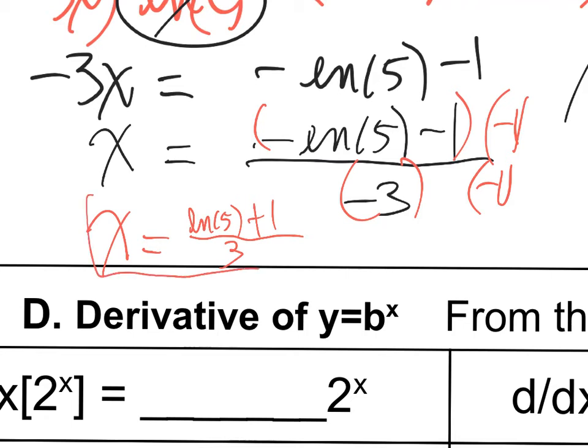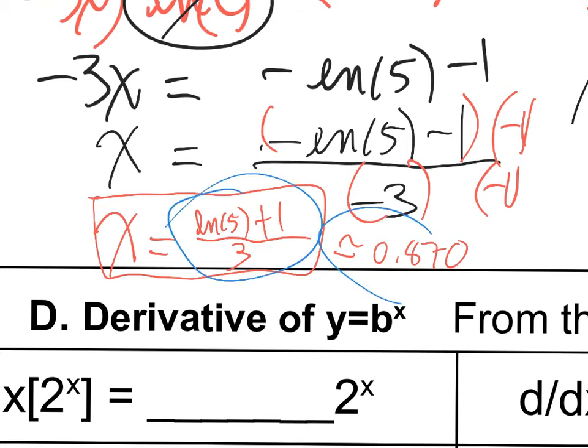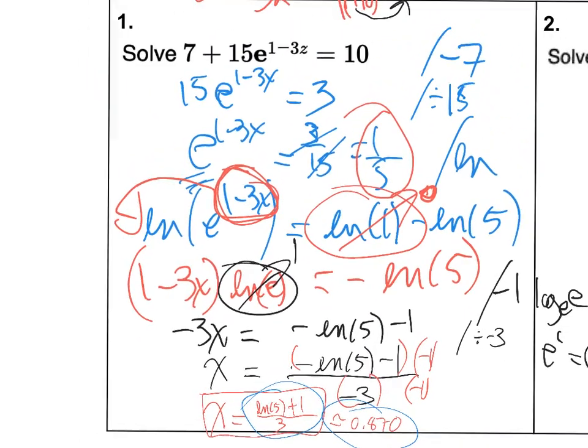And if you want to, you can put that in a calculator. You put that in the calculator here, and ln of 5 plus 1 over 3 is approximately 0.870. So this right here is our exact value, and that would be our approximate answer. Okay, so that's how you solve an equation with e. A lot of little things there.